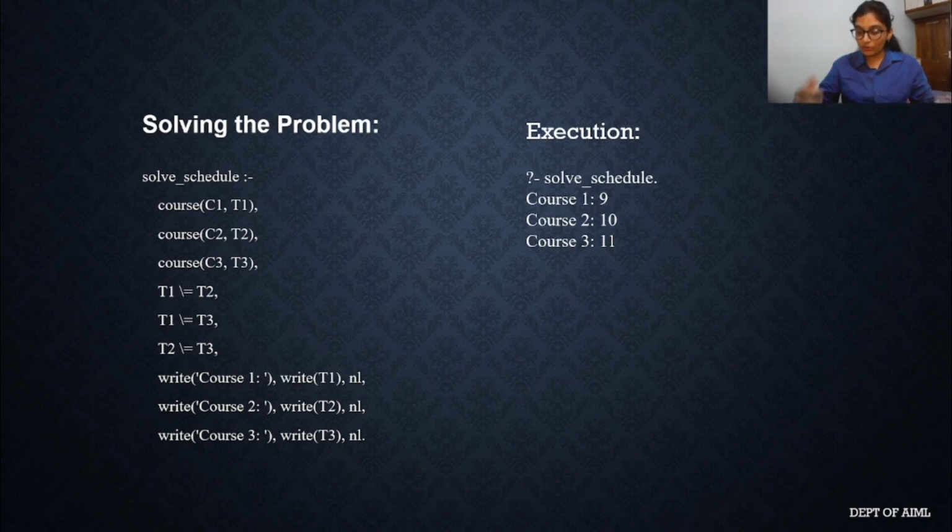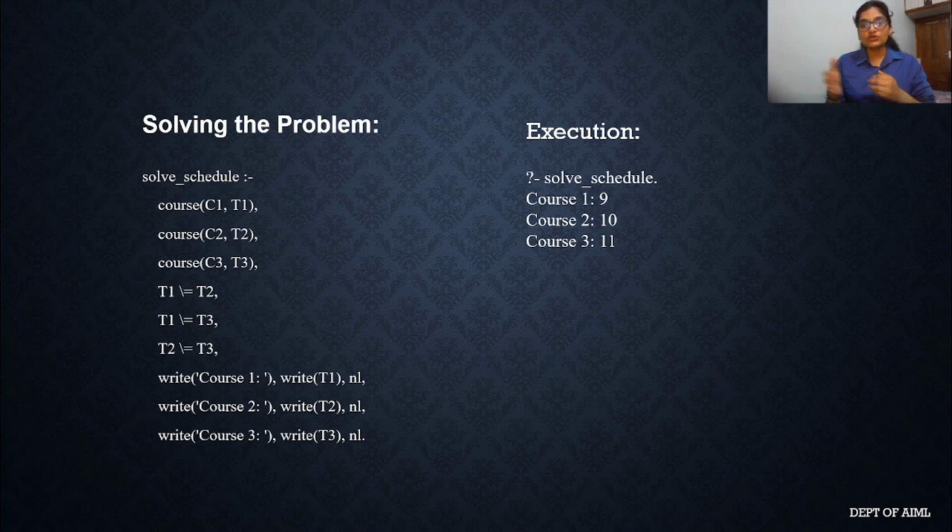Next, the output. We write it as write T1 and so on. It prints the time slot for course 1. Next, it prints the time slot for C2, and next it prints the time slot for course 3. This code assigns the slots to 3 courses and ensures no 2 courses have the same time slot, and then prints the assigned time slots for each course.